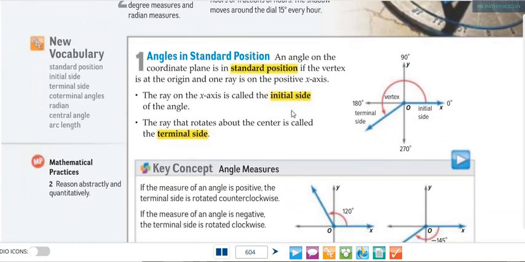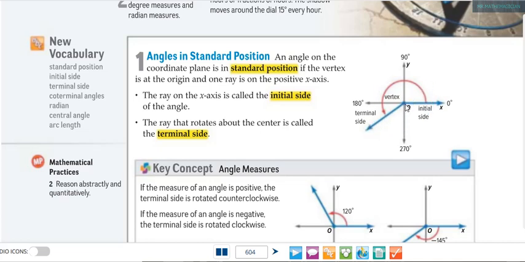Point number 1, angles in standard position. What is the angle in the standard position? The ray on the x-axis is called the initial side. This ray is always fixed on the x-axis and is called the initial side, which means it's the start. And the ray that rotates about the center is called the terminal side, this one. The terminal side can go this way or it can go this way.